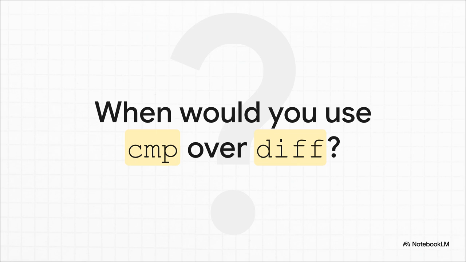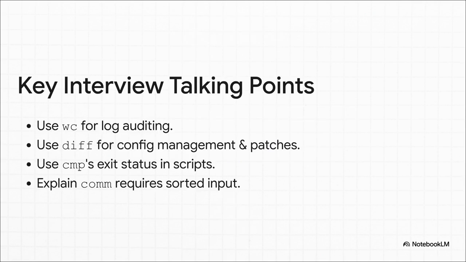A basic answer is, CMP is for binary files and diff is for text. And while that's not wrong, a great answer shows you actually understand the practical side of things and that you're thinking about automation. A stellar answer sounds more like this.